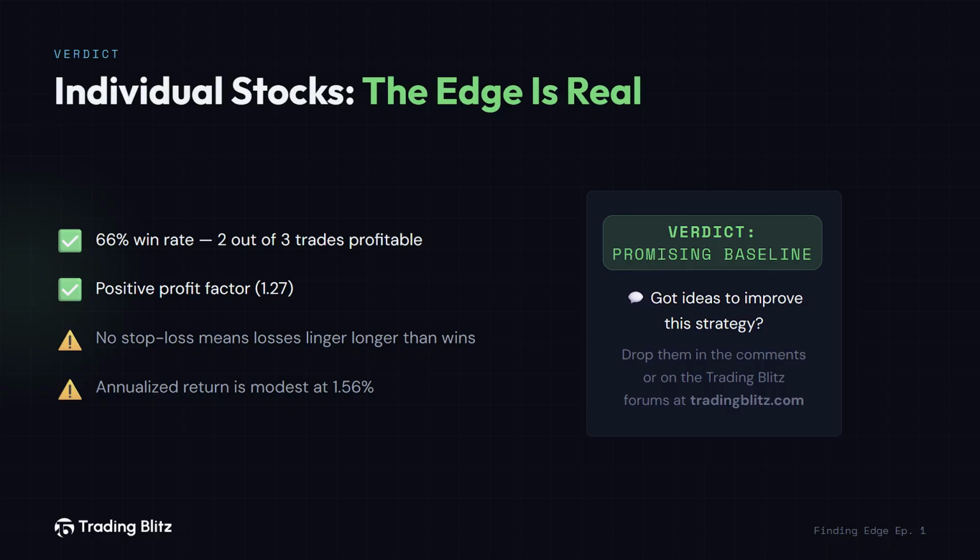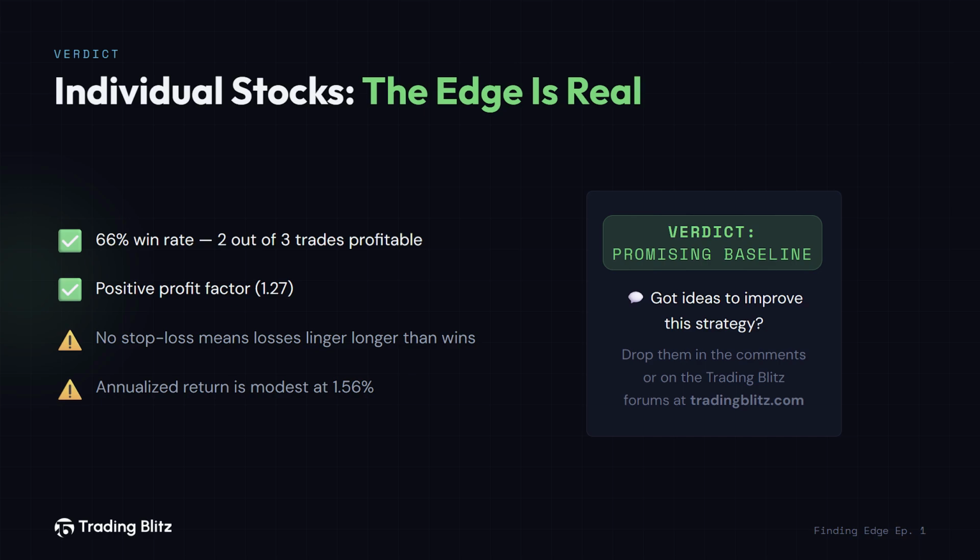So what's the verdict on Connor's original strategy? Well, it's clear that the edge is real and the win rate is solid, but the no stop loss design means that your losses may linger longer than your wins, and the annualized return, as we saw, is pretty modest. So it's a great starting point that could give us areas for improvement that we can test in future videos.